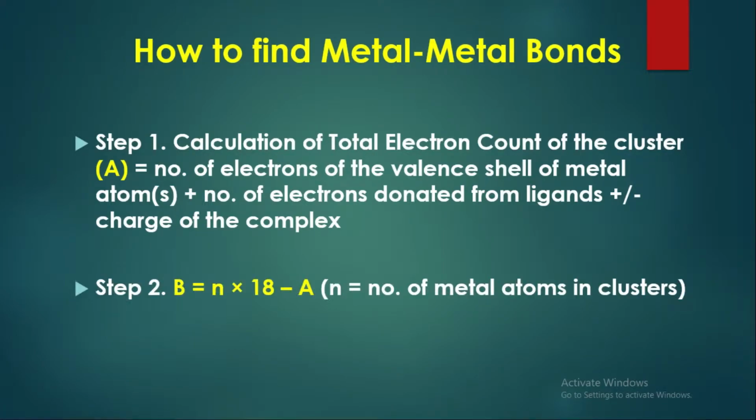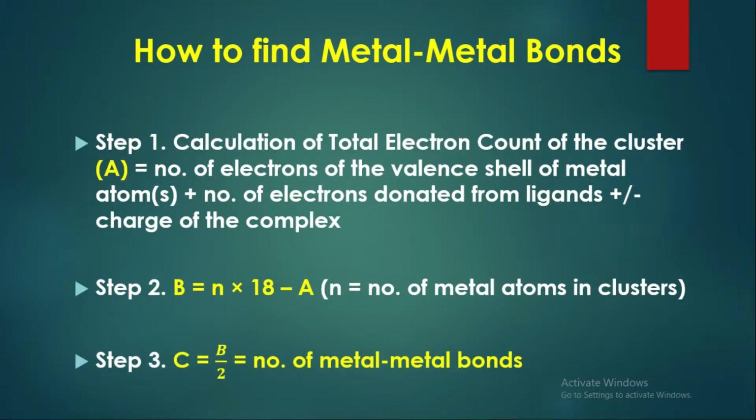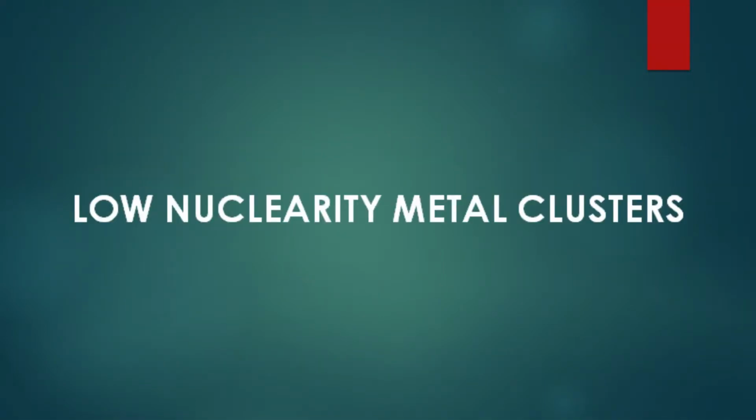Step 2 is to calculate B. B is designated as n into 18 minus A, where n is the number of metal atoms in the cluster. After that you calculate C, which is B divided by 2. C actually denotes the number of metal-metal bonds present in the cluster. Now we will discuss a few examples, at first some simple examples. After that we will solve some previous year questions which have been asked in CSIR NET or GATE exams.